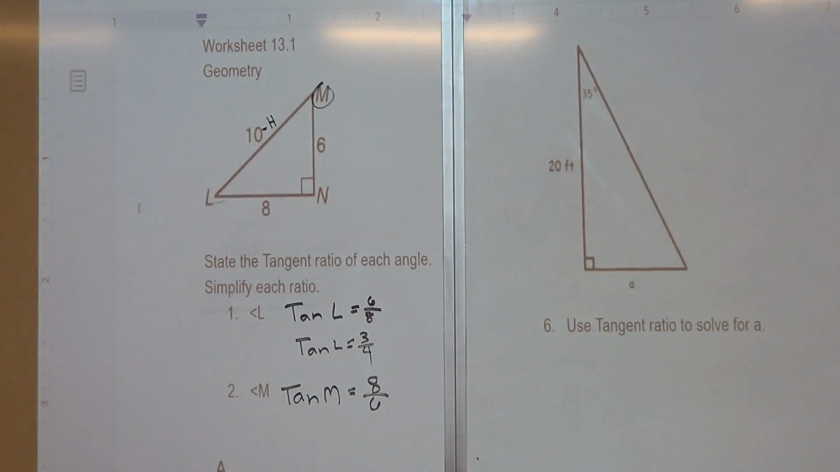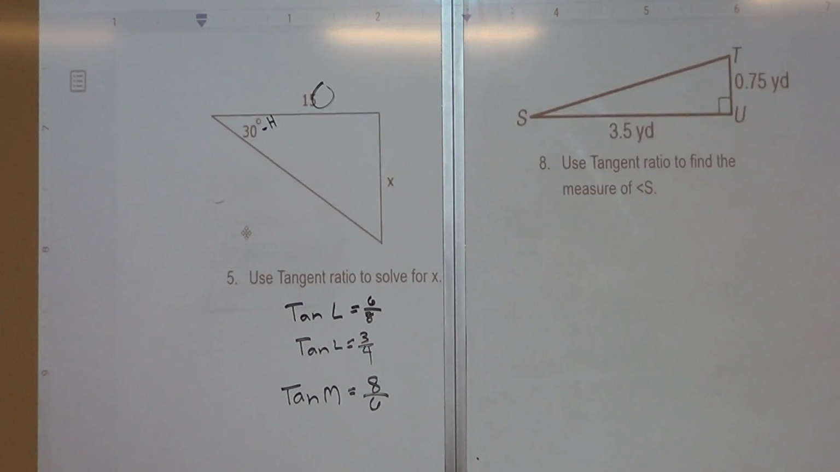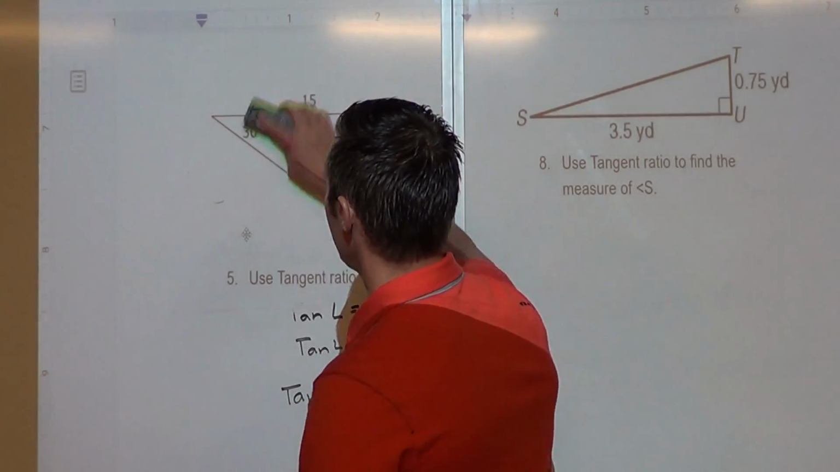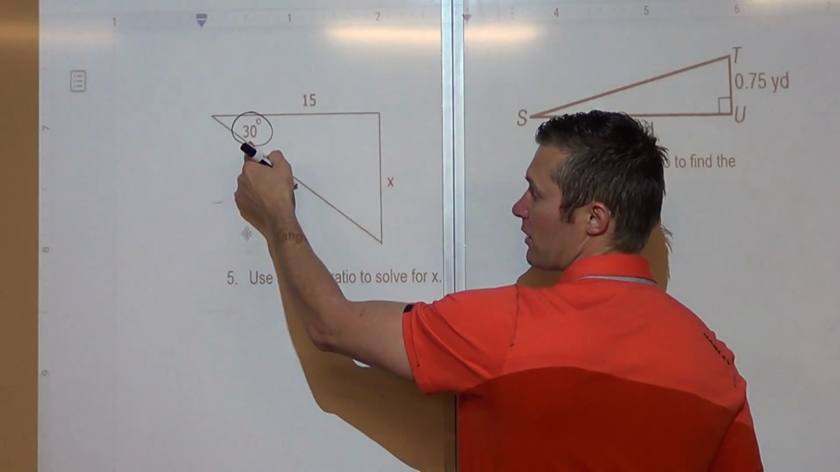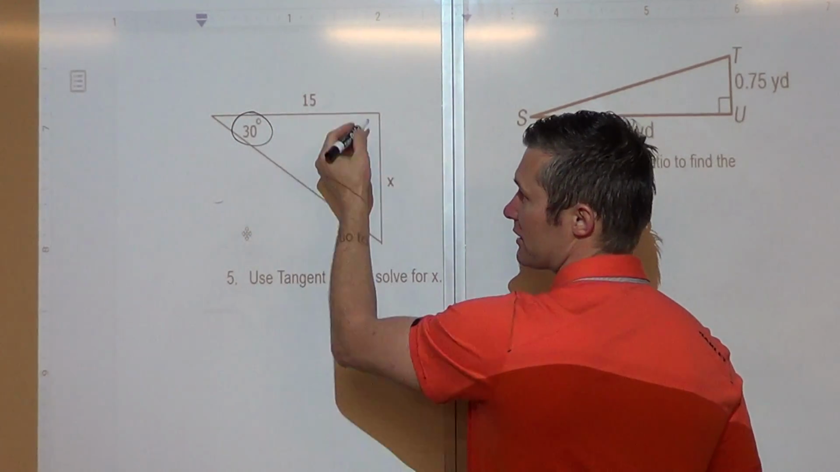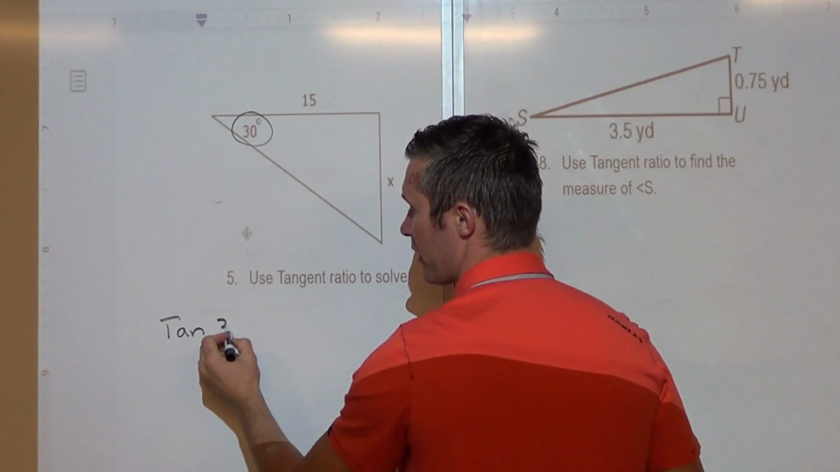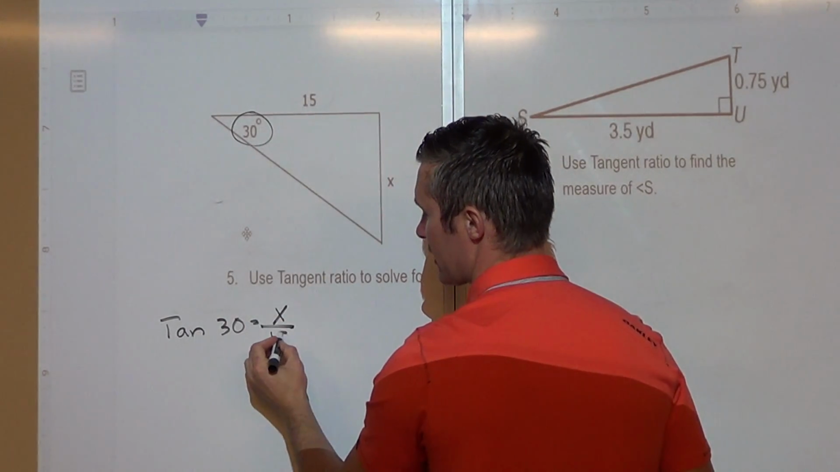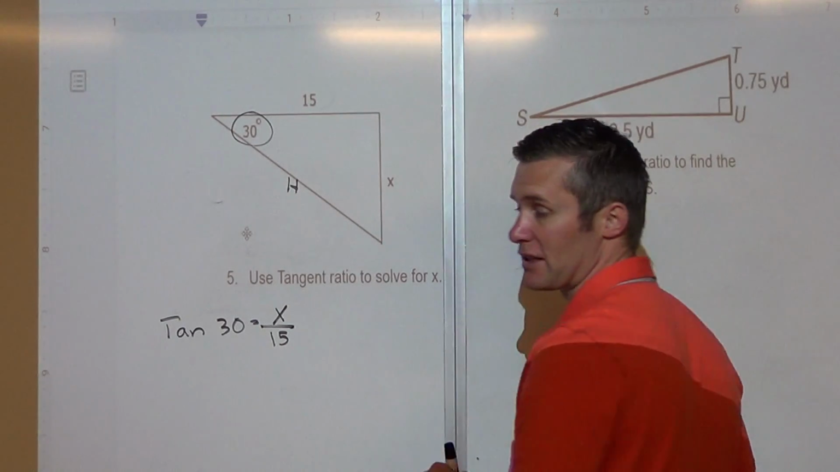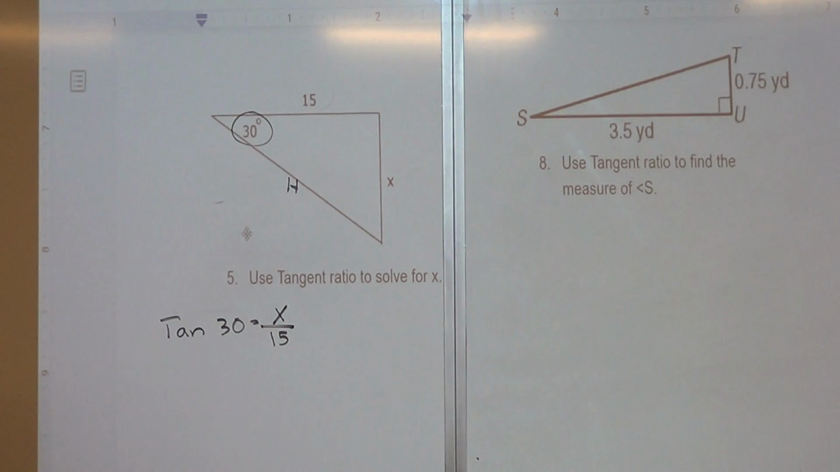Then, once we start going to solve, like question number 5, it says use the tangent ratio to solve for x. So I come through here. So I'm going to use the only angle I know. The only angle I know is this is 30 degrees. This is a right angle. It's time to use tangent. So I go the tangent of angle 30 is equal to the opposite side, x, over the adjacent side of 15. This side right here is my hypotenuse. That's the slanted side.